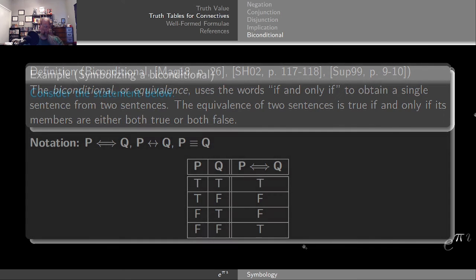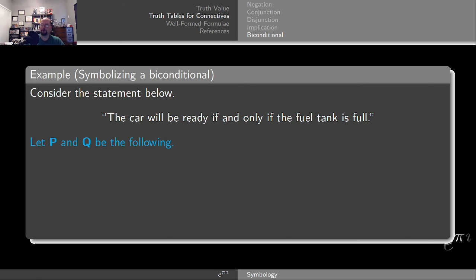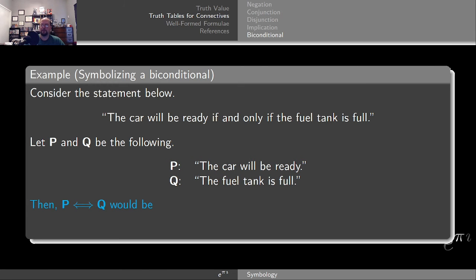Here's an example of symbolizing a biconditional. Consider the statement below. The car will be ready if and only if the fuel tank is full. As before, what I'm going to do is break this up into two statements and then put if and only if between them. The first statement P will be the car will be ready. The statement Q will be the fuel tank is full. So P if and only if Q will be the following statement. The car will be ready if and only if the fuel tank is full, symbolizing the original statement at the top.